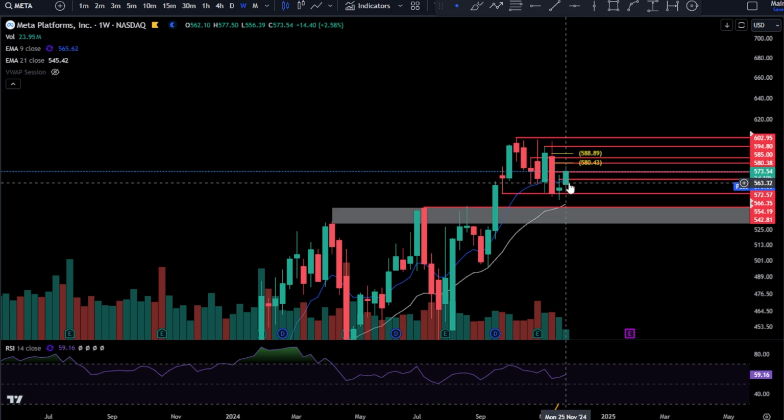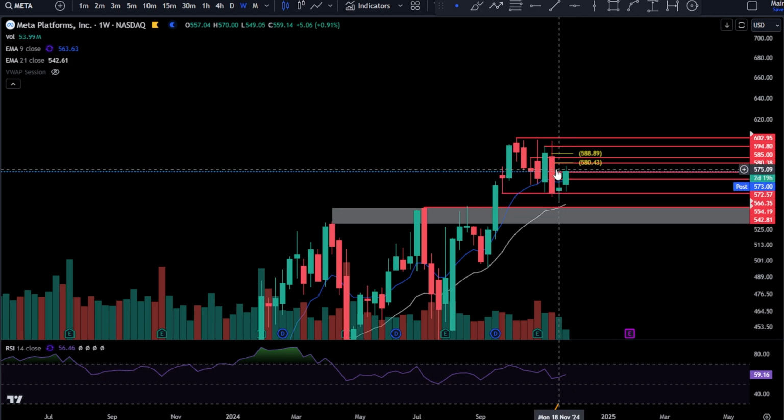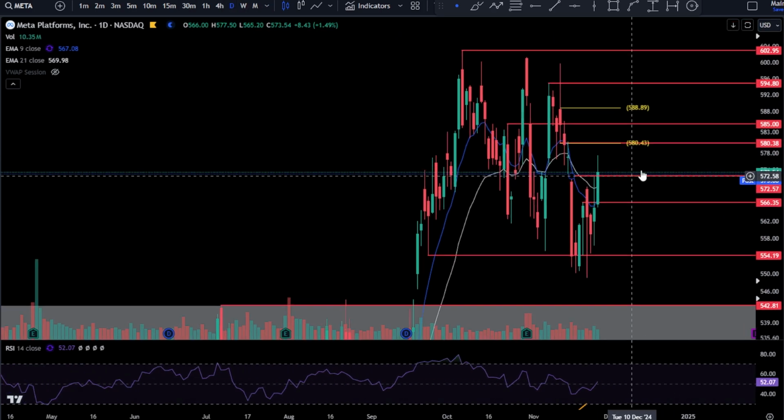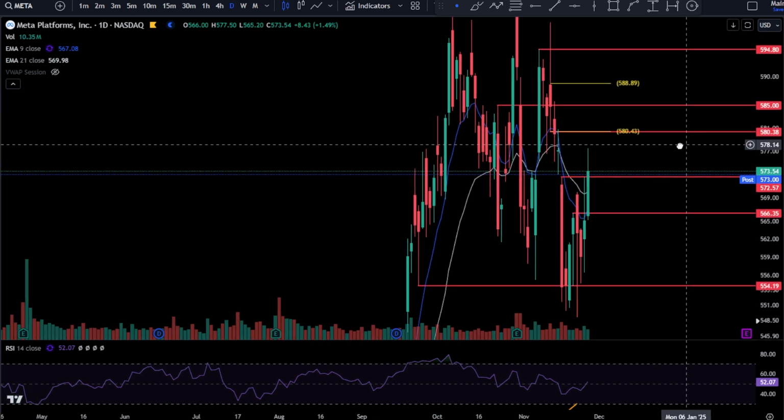You reclaimed the daily 9 over here. You lost it, and you were rejected the week after you lost it. If you reclaim it this week, that won't be the worst look. But I do want to point out, you closed above 572.57.